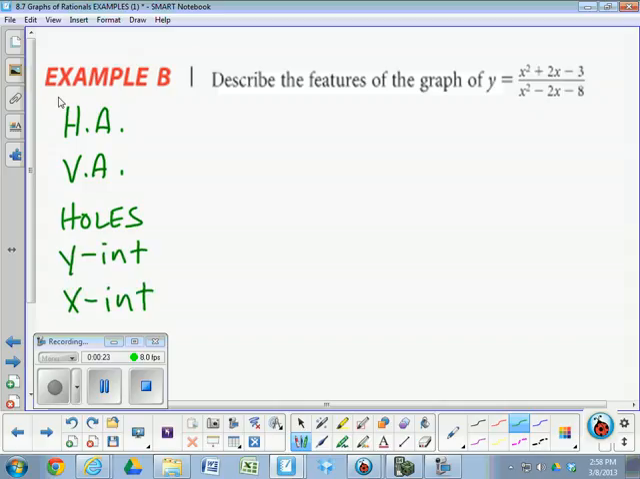Okay. Let's go to the actual easiest thing to ever find, the y-intercept. Is there a y-intercept? I hope so. 0, comma, what? If you put in 0, the x goes away, the x goes away, the x goes away. If all these x's go away, what do you have? Negative 3 over negative 8, which is 0.375 or 3/8. So one of the features of this graph is it has a y-intercept of 3/8.